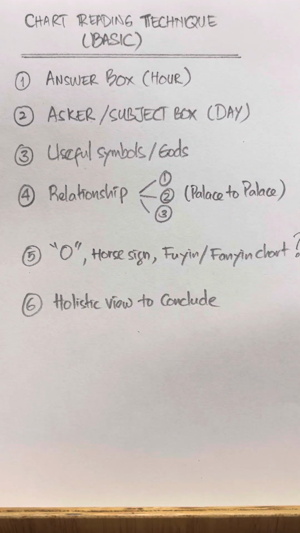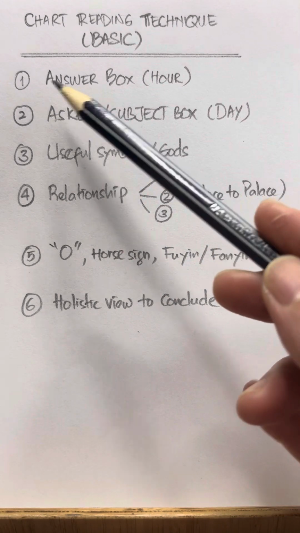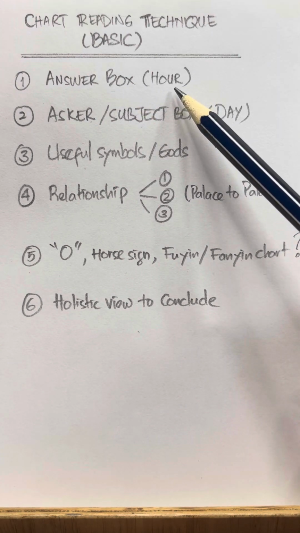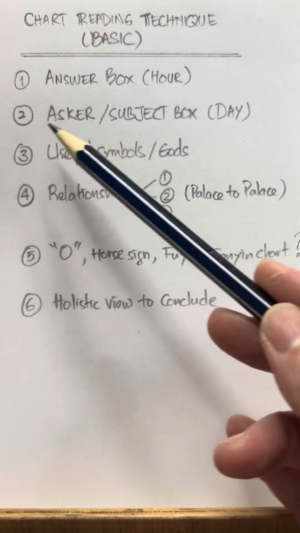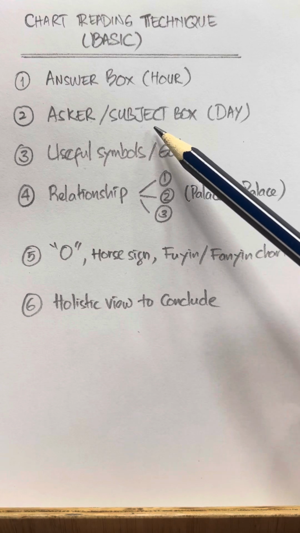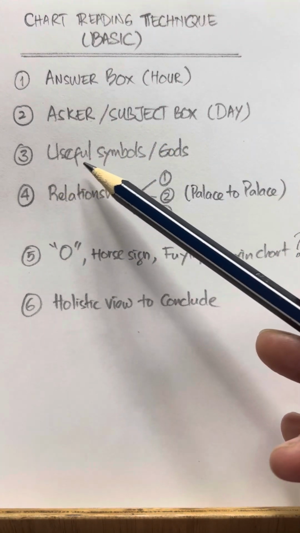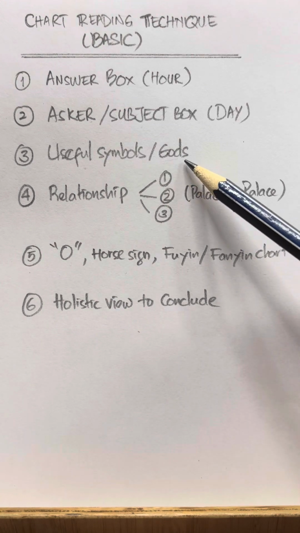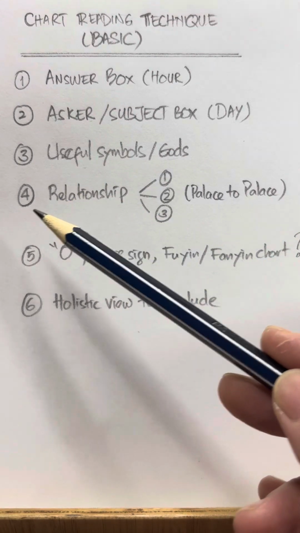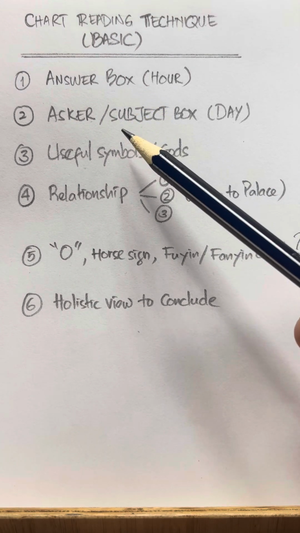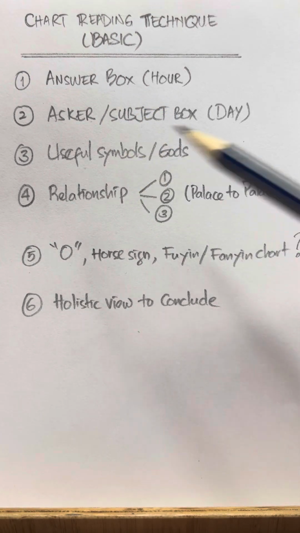Basic chart reading technique involves a few steps. Step number 1 is to identify the answer box, which is in the hour pillar. Second step is to find the asker or the subject box, which is in the day pillar. Third step is to find the useful symbols or gods and their meanings. Step number 4 is to find out the relationship between answer box, asker box, and useful symbols.